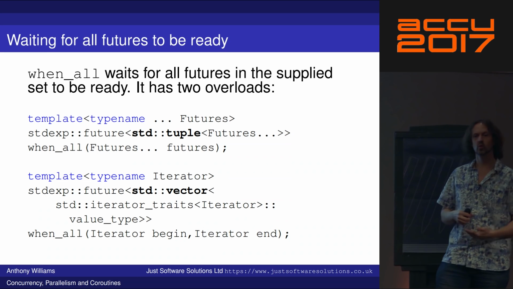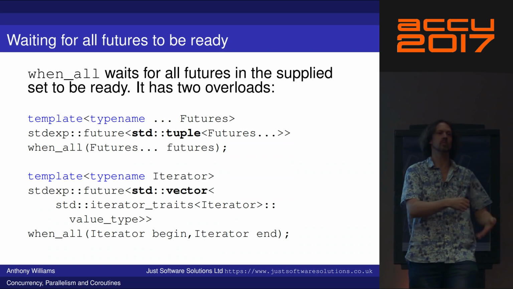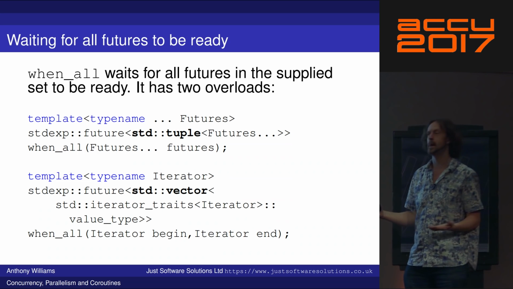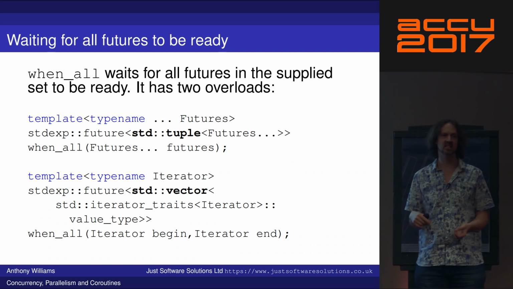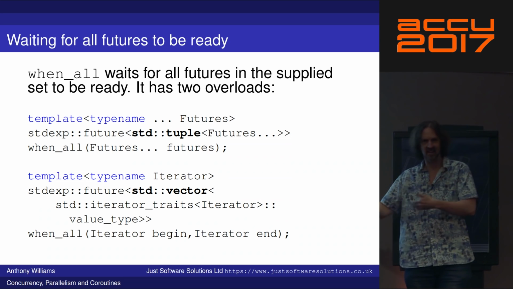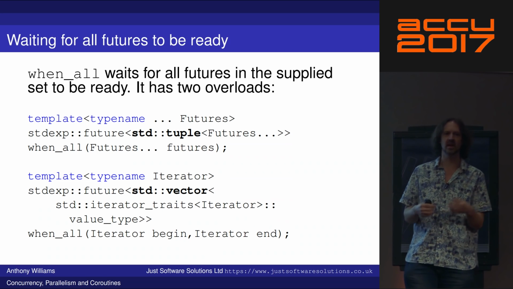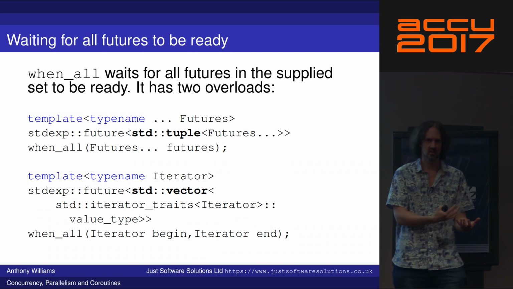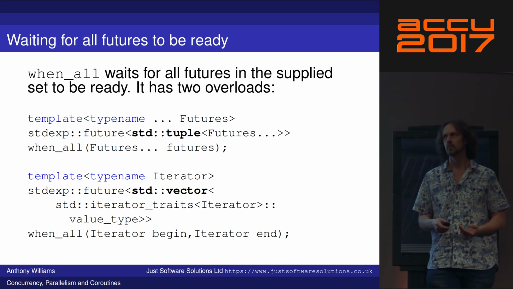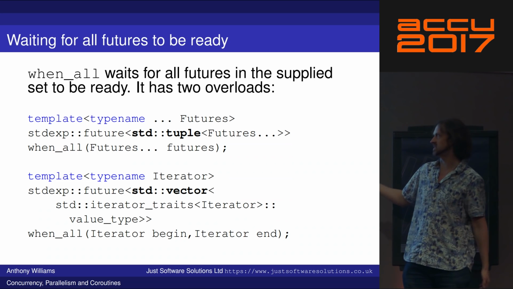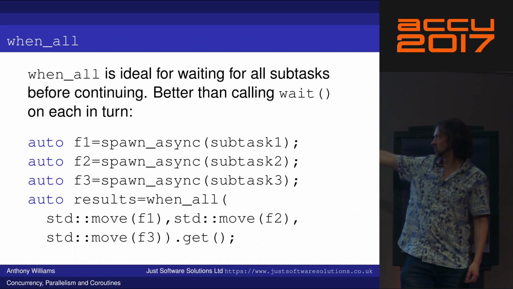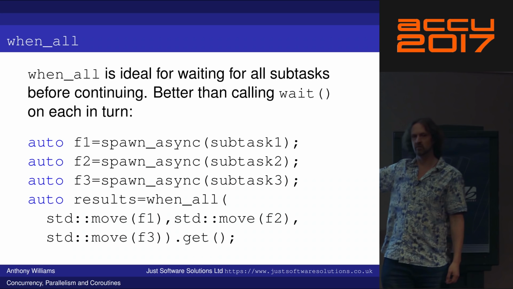The flip side is, of course, when_all. Whereas we had when_any, which waits for one of a set, when_all waits for all of them. And now we don't need the index to tell you which one it was, so we just have the tuple and the vector directly wrapped in the future, rather than this when_any_result that wraps the tuple and an index, or the vector and an index. But otherwise, it's exactly the same. So this is great for combining results of subtasks.